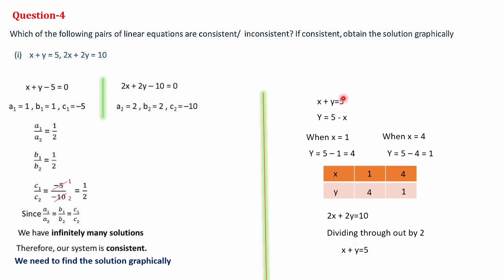x plus y is equal to 5 means we can use the same table of values for plotting the second equation also, because when you do a little bit of calculation, the simplified form of the second equation is the same as the first one. So we can use the same table of values x, y. x is 1 means y is 4, x is 4 means y is 1. So two sets of values are there, just plot them on a sheet of graph paper.